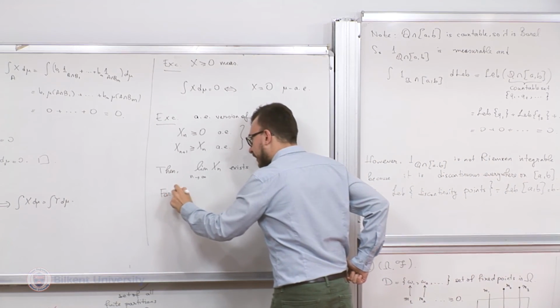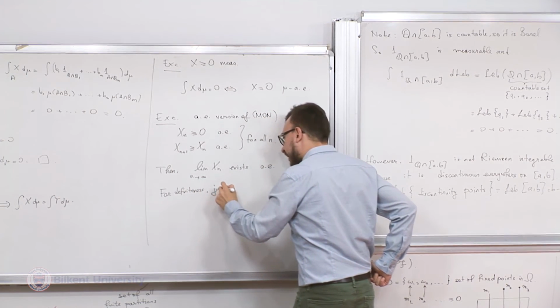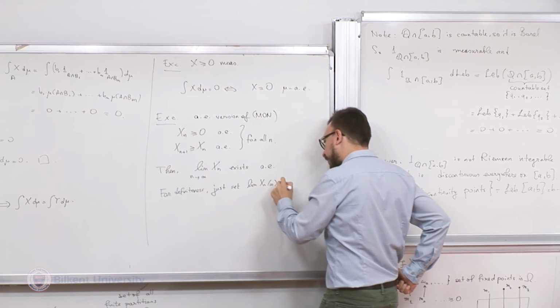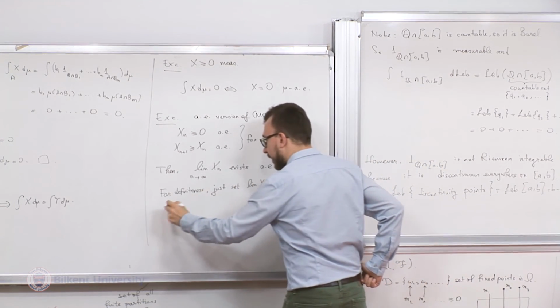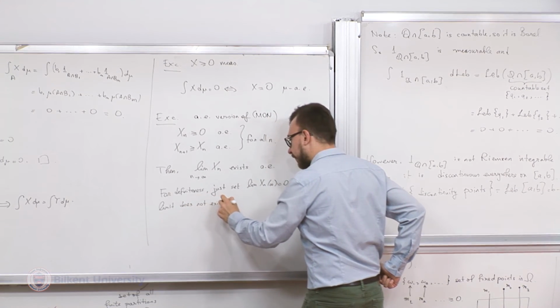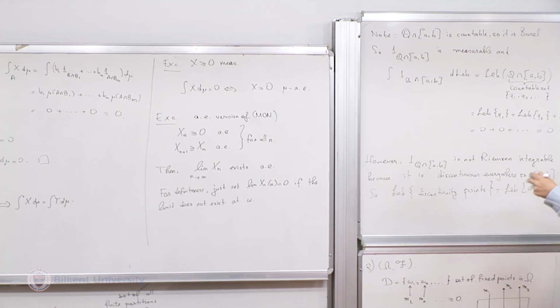And for definiteness, just set the limit of x_n of omega to be 0 if the limit does not exist at omega. You can still make it a well-defined function on omegas at which the limit does not exist. At the end of the day, the set of all such omegas is a null set, so we don't care.